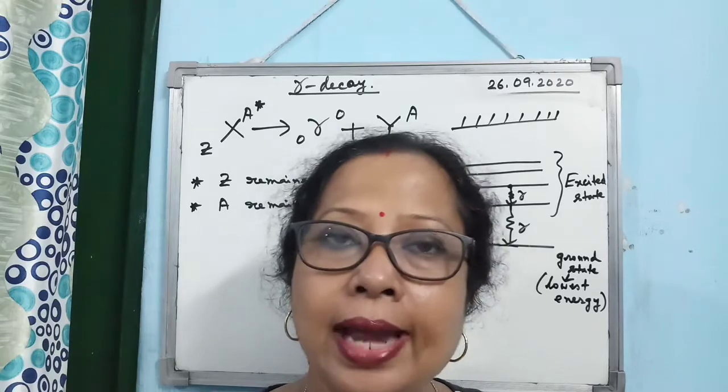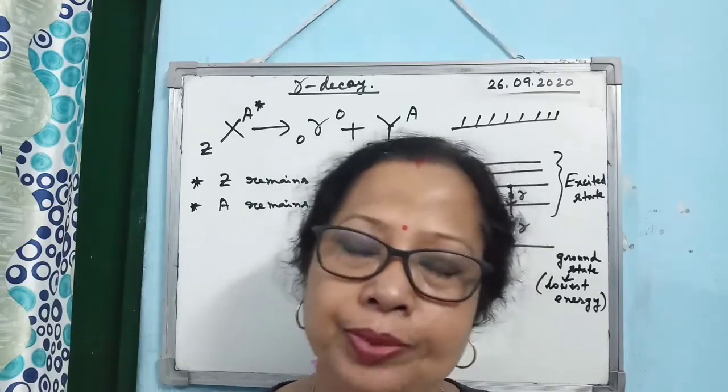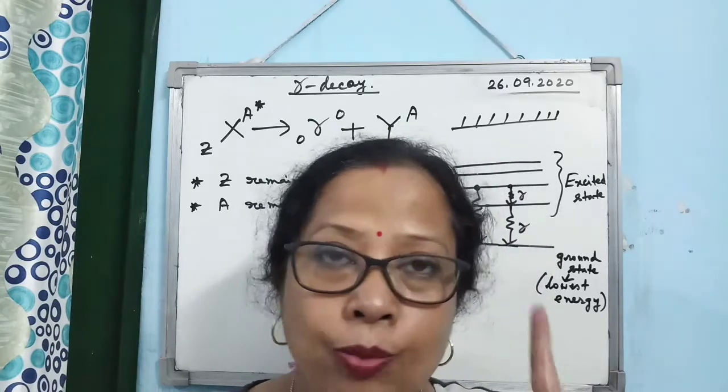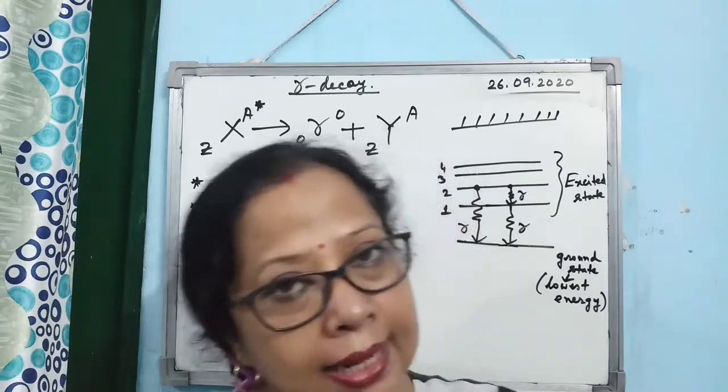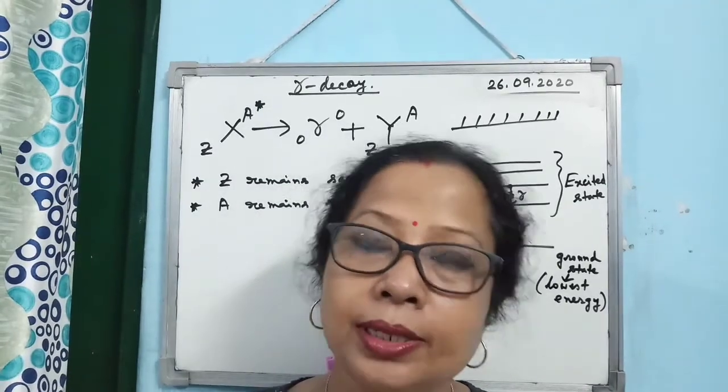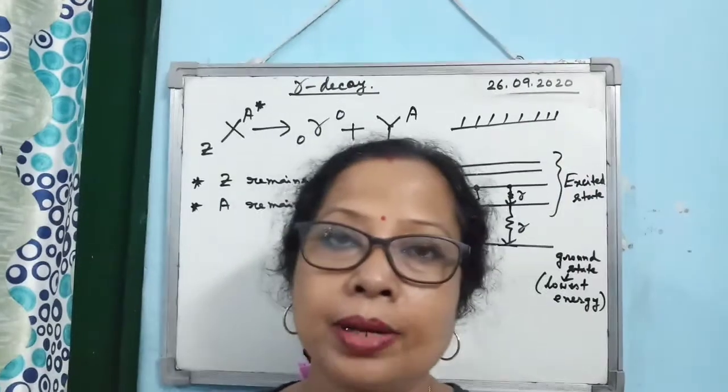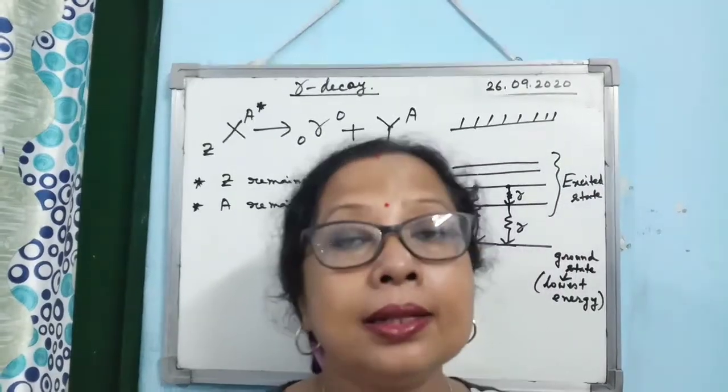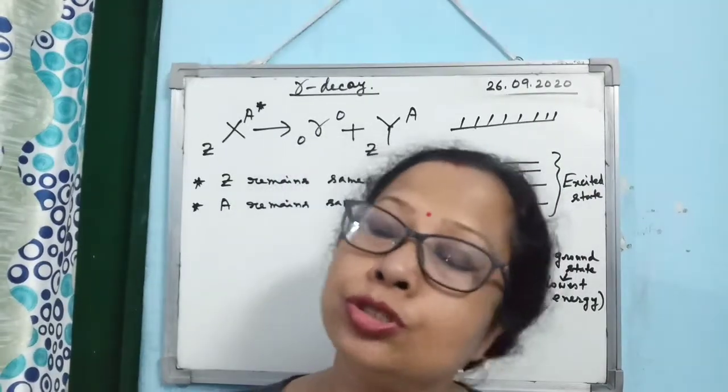One alpha at a time, one beta at a time. Is that clear? It means one alpha particle comes out, then again one alpha particle comes out, then it may happen that one beta particle comes out, but it will never happen that both alpha and beta come out together.